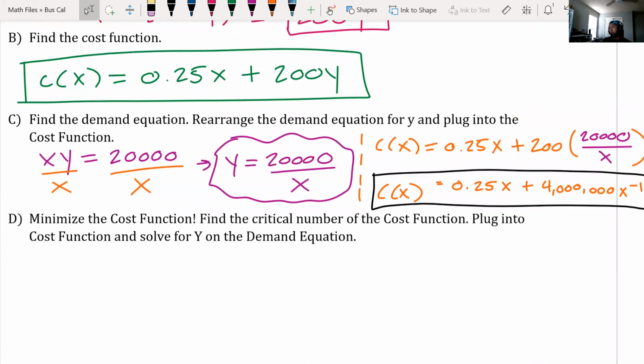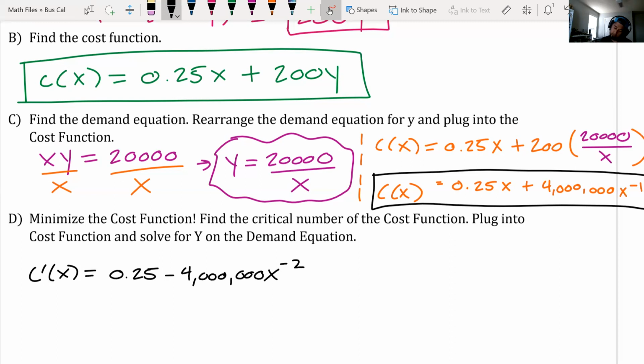Okay. So now we're going to take this cost function, all in terms of X, and minimize it, which means we're going to take the derivative, set it equal to 0, solve for X. So here we're going to get C prime of X equals 0.25 and then minus 4 million X to the negative 2. Now set this equal to 0.